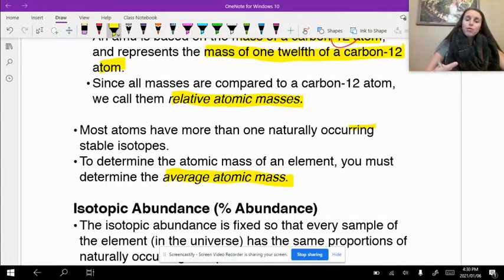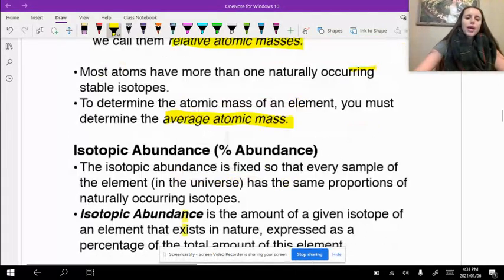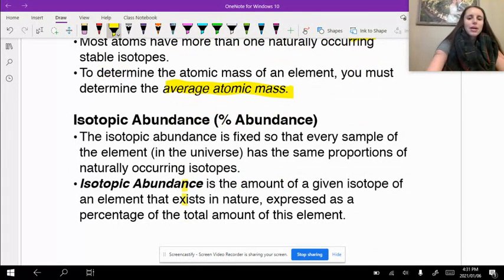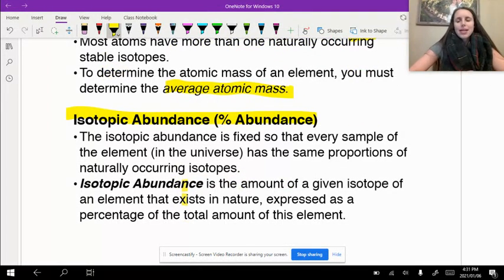In order to figure out what that average atomic mass is, you need to know the different isotopes that there are, but you also need to know how many of each version there are. Maybe it's 99% carbon-12 and only 1% carbon-13 or 14. We call that the isotopic abundance, or the percent abundance. That's going to tell you the percentage of the makeup in the environment. It's going to help us calculate that average atomic mass.